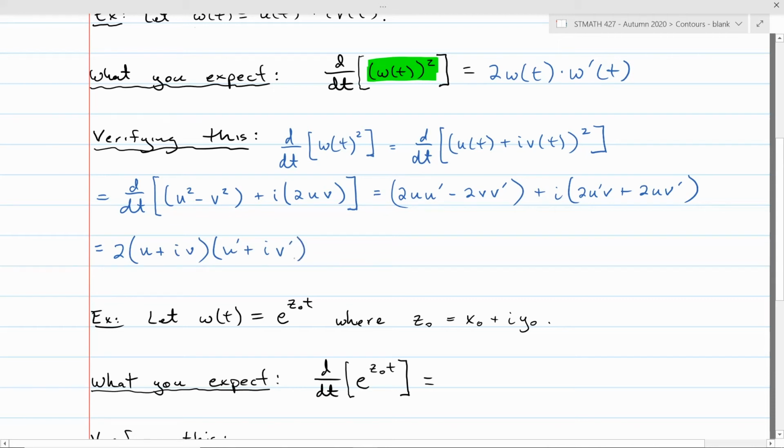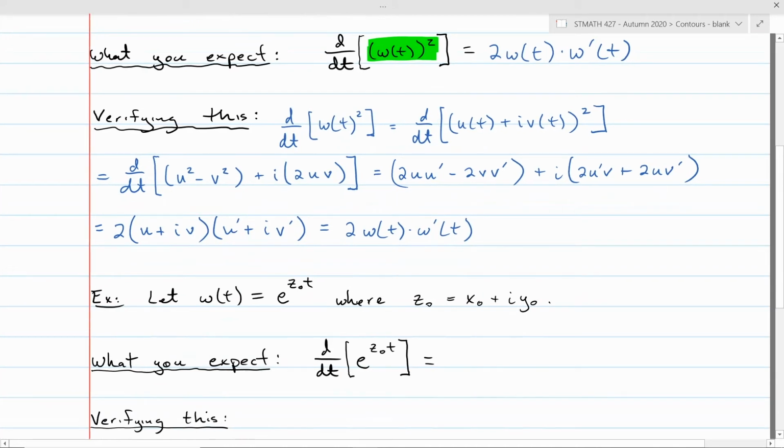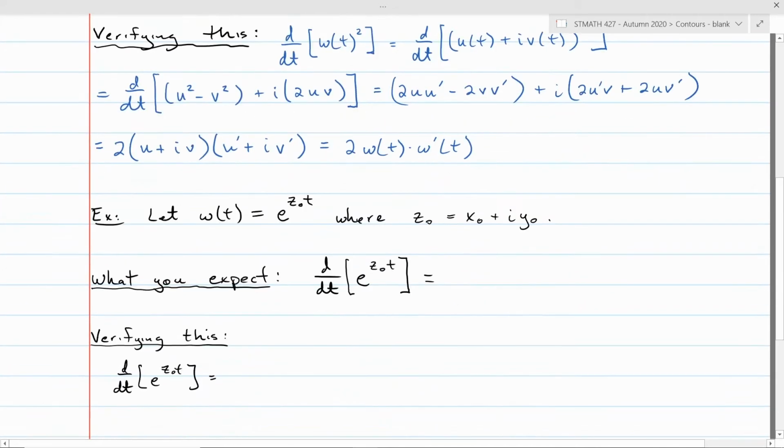So if you don't believe that, just multiply everything out and see that you don't get back what you had in the previous step. But then this is exactly 2, and then that u plus iv is w, I'll put the t back in there. And then the second part there is exactly the derivative of w, so w prime of t. So as advertised, it's sort of working like the chain rule you'd expect, so that's good.